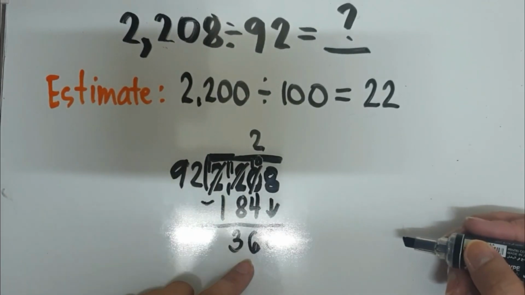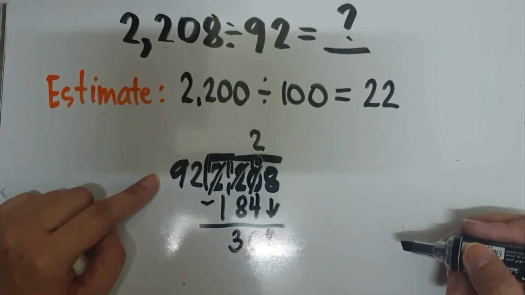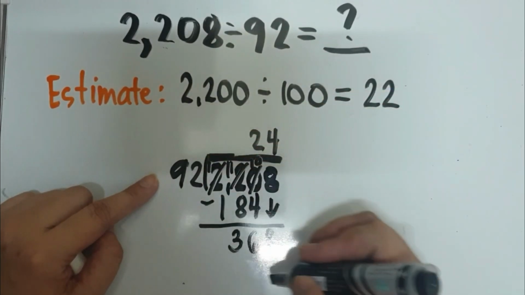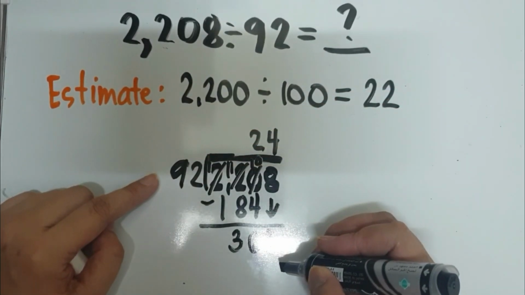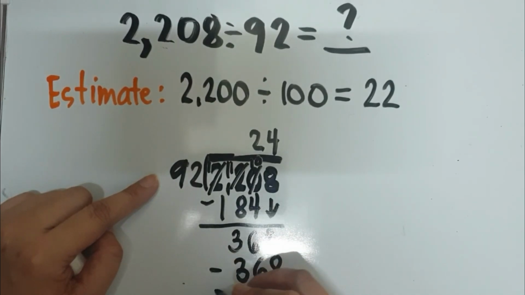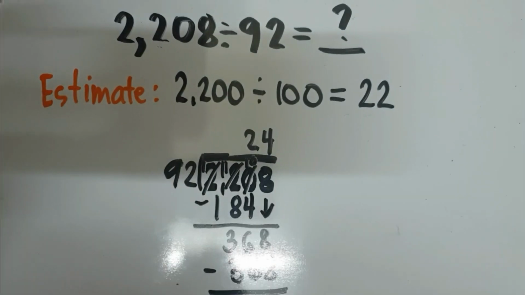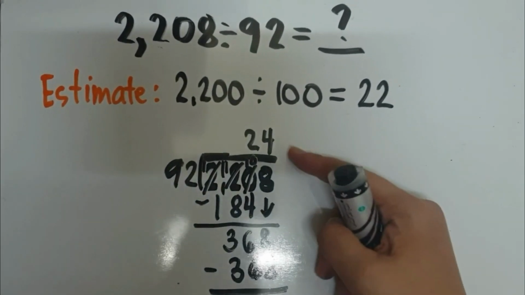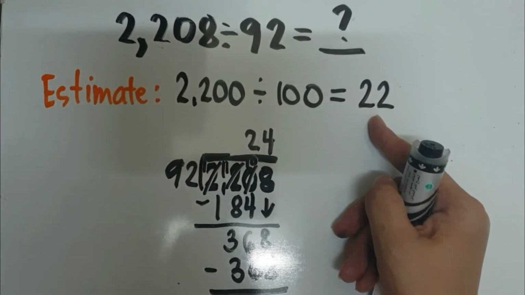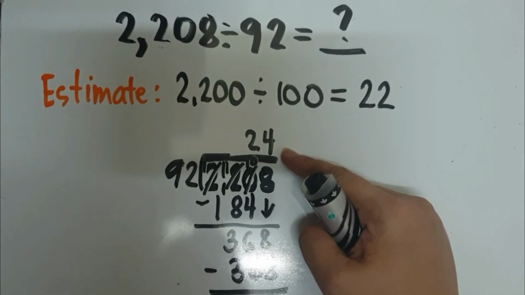We now have 368. And 368 divided by 92 is 4. And then going down again, 4 times 92 is 368. And then subtract, that will give you 0. So our quotient is 24, and that is close to our estimate that was 22. So that means our answer is reasonable.